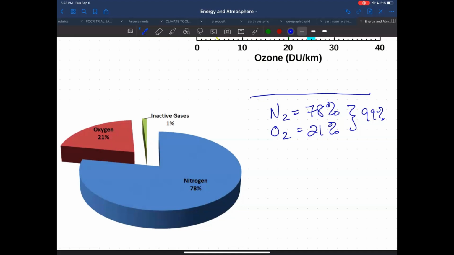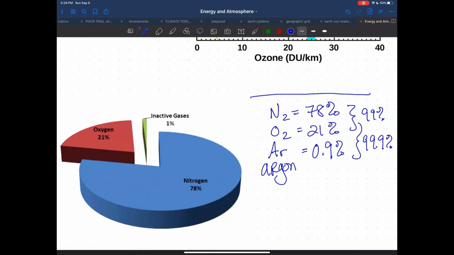Now, the pie chart is showing inactive gases. Well, it turns out that the third most abundant gas in our atmosphere is one of these inactive gases, and that is argon. Spell it out, argon. And that is at 0.9%. So the 3 of these together is 99.9% of all of the gases in our atmosphere. That's huge.